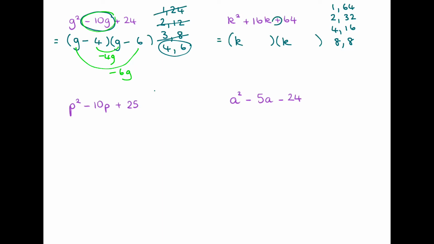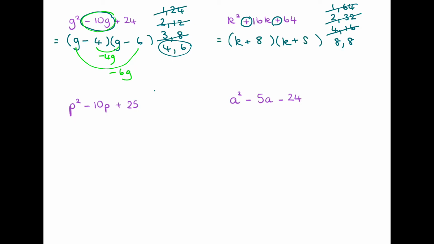Now, this is a plus, so the signs in the brackets have to be the same as each other, and they have to be the same as that. So they're both pluses. So this is sort of the easiest scenario where we just go through each pair, think everything's positive, so what do you get when you add them together? So 1 and 64 is not going to give us 16. Neither is 2 and 32. Neither is 4 and 16. But 8 and 8 is 16.